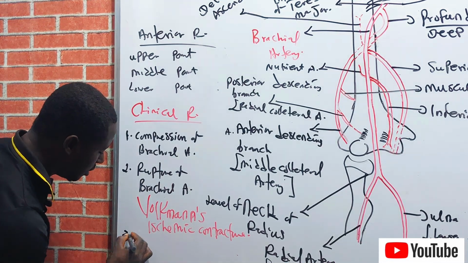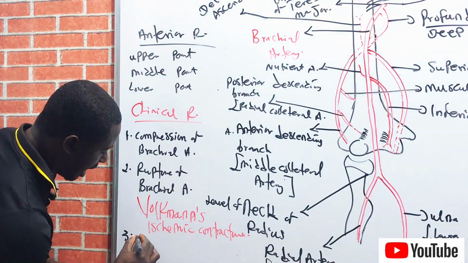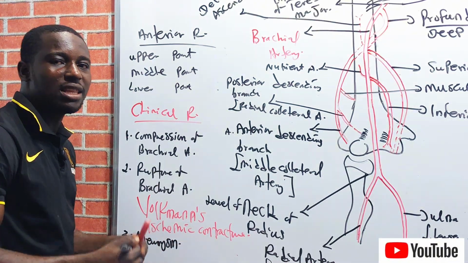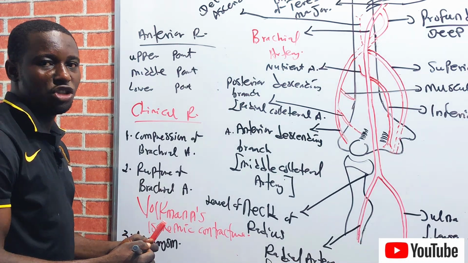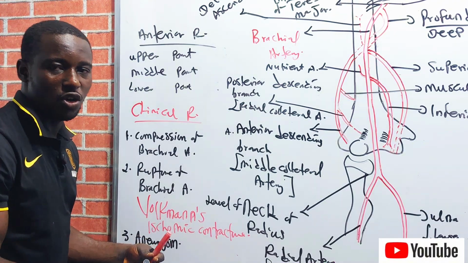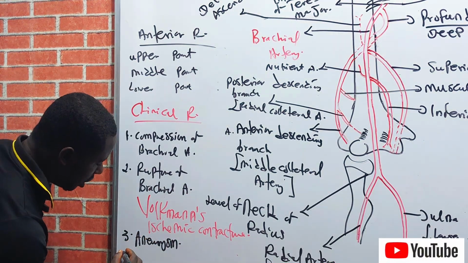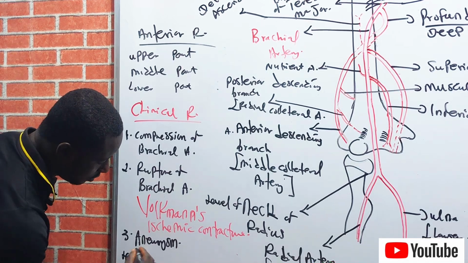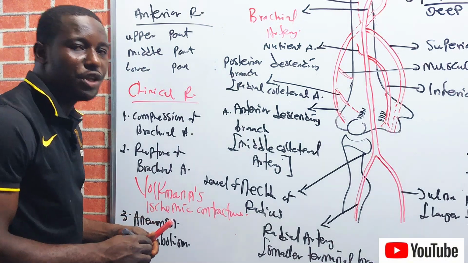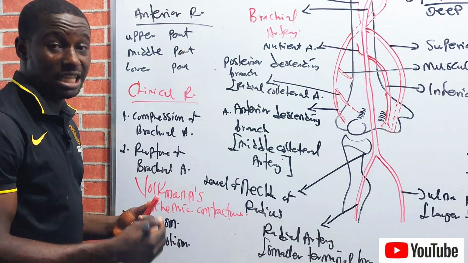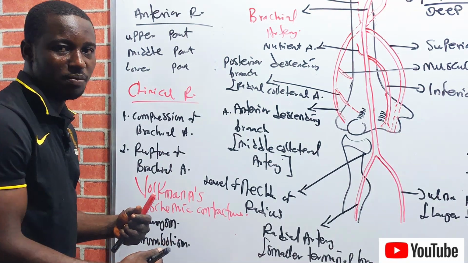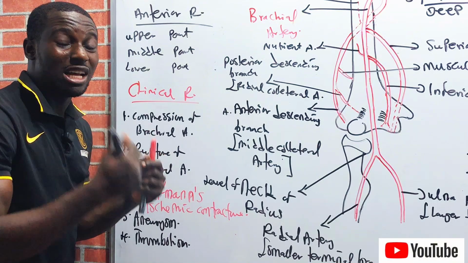The number three is aneurysm. That could be abnormal dilation of the brachial artery, which could be as a result of the vascular pressure on the artery. So it could be dilated abnormally. Okay, the number four is thromboembolism. That could be formation of an intravascular blood clot in the brachial artery, which will lead to hypoperfusion of the upper limb structures. It is known as what? Formation of an intravascular blood clot, which is known as the thrombus.